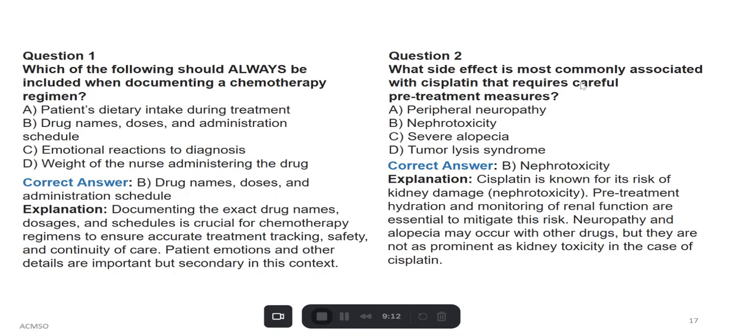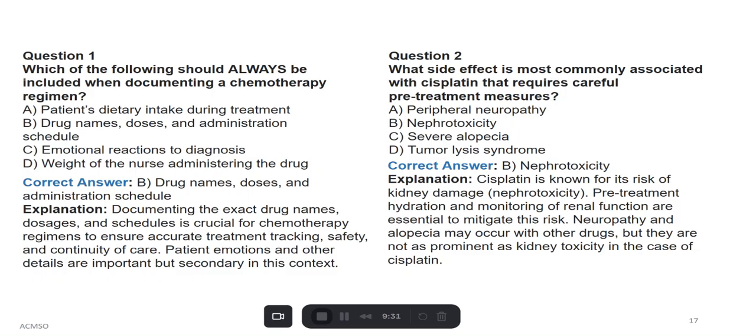Question 2. What side effect is most commonly associated with cisplatin that requires careful pre-treatment measures? Is it A, peripheral neuropathy, B, nephrotoxicity, C, severe alopecia, or D, tumor lysis syndrome? So all four of them are common side effects or complications of chemotherapy.